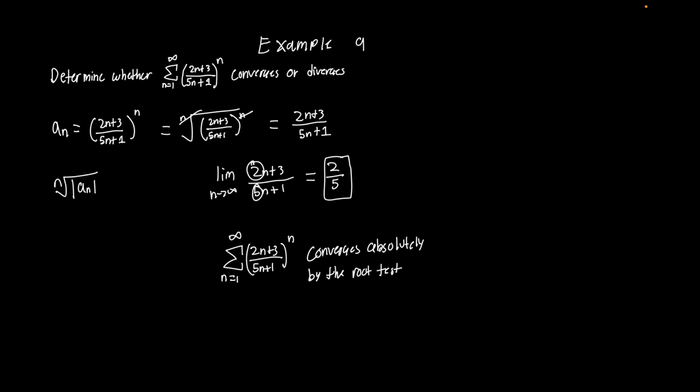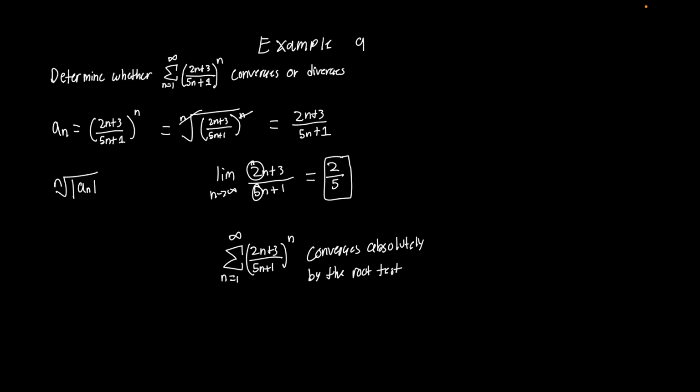Now, if you don't believe that (2n + 3)/(5n + 1), when you take the limit, is equal to 2/5, you can just divide everything by n, right? Let's do it really quick. 2n divided by n is just 2, plus 3 over n, over 5 plus 1 over n. Remember, 3 over n and 1 over n, as you plug in infinity, just become 0. So it's 2 plus 0 over 5 plus 0, which is also equal to 2/5. Sorry if I said that really fast.